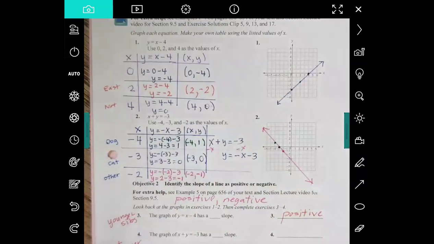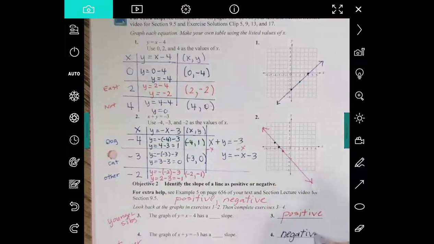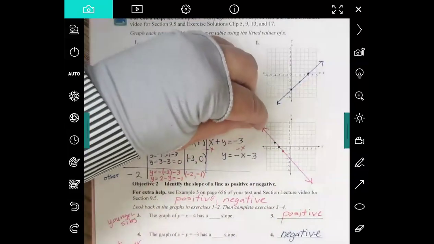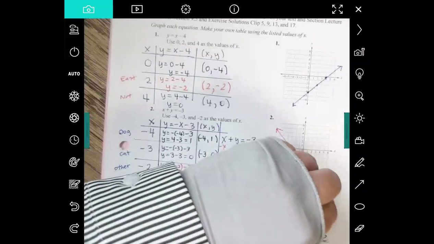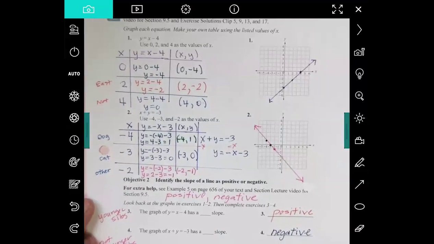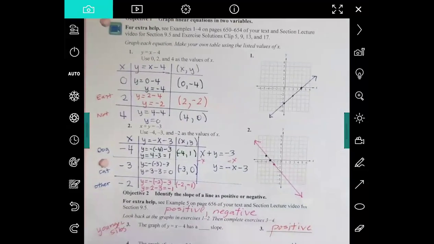Okay. Who does not have younger sibs, Ben? It has a negative slope since I started on the left and it's going down. Absolutely. Start on the left, trace it, it's going down, so its slope is negative, right? Yep. Good. And that concludes this section.